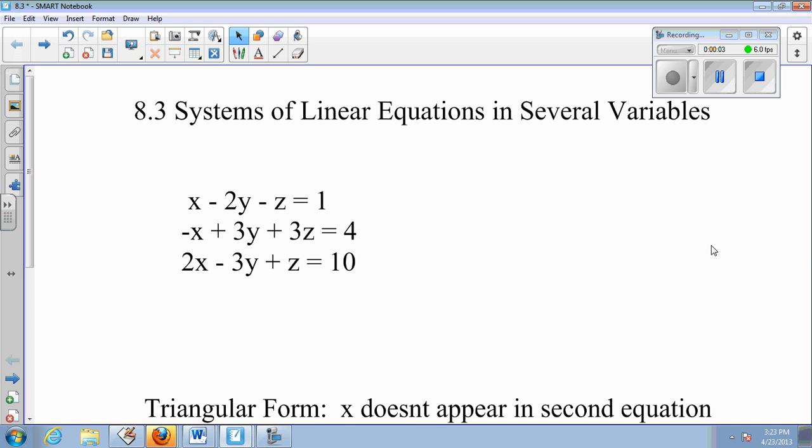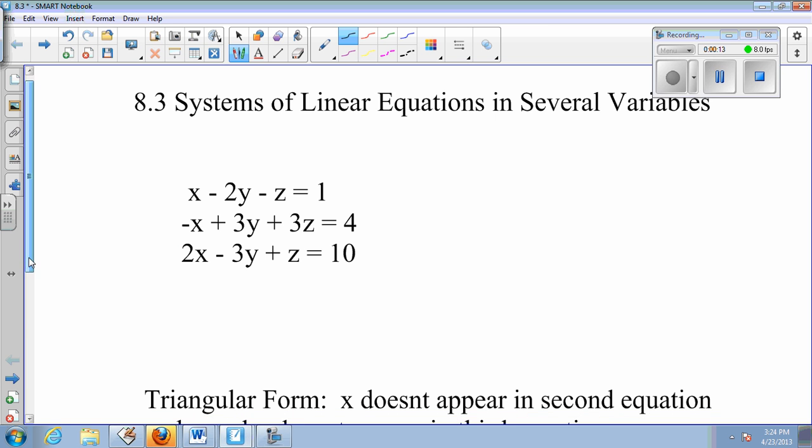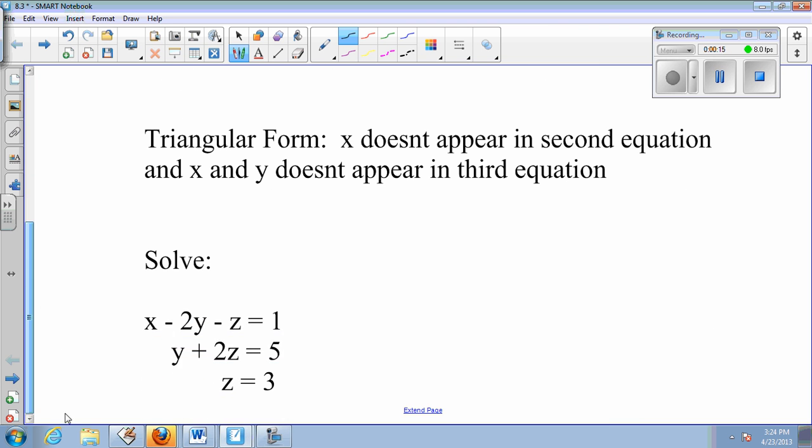8.3 Systems of linear equations in several variables. Today we're going to be working with a 3-variable system. So when there's 3 variables, there's 3 equations. Sometimes it'll come in the triangular form where x, for a particular variable, doesn't appear in the second equation, and then z doesn't appear in the third equation. So let's go ahead and start by solving this one.